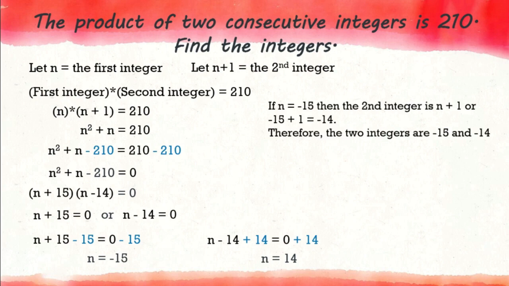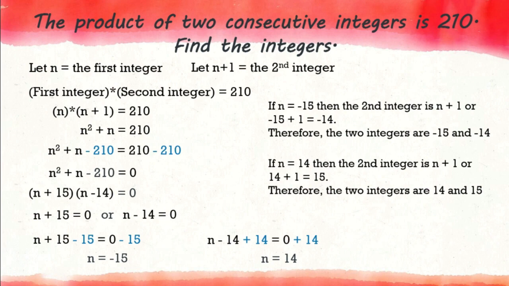Therefore, if n is negative 15, then the second integer is n plus 1, or negative 15 plus 1 equals negative 14. Therefore, the two integers are negative 15 and negative 14. For the second value, if n is 14, then the second integer is n plus 1, or 14 plus 1 equals 15. Therefore, the two integers are 14 and 15.